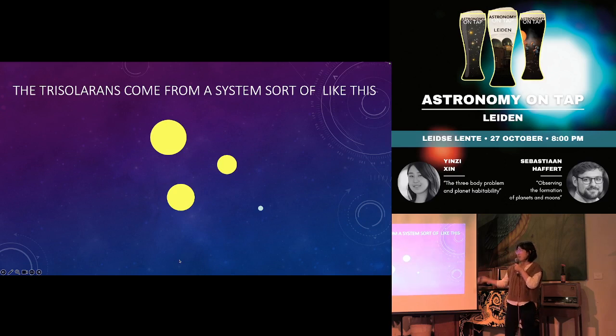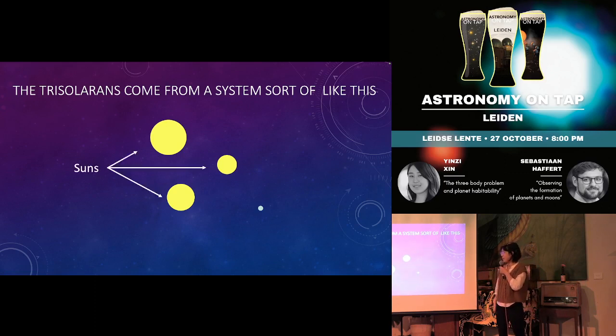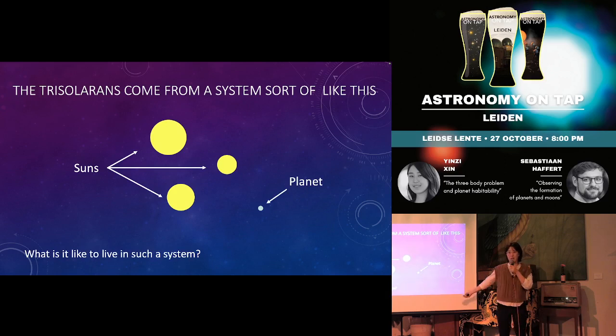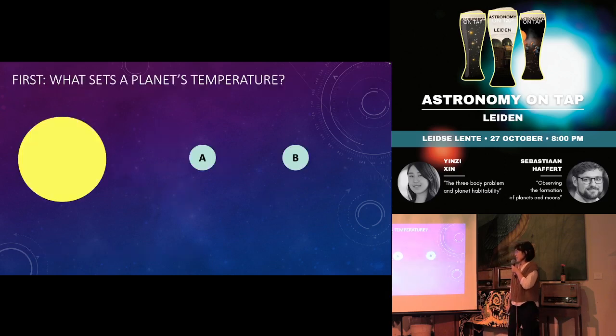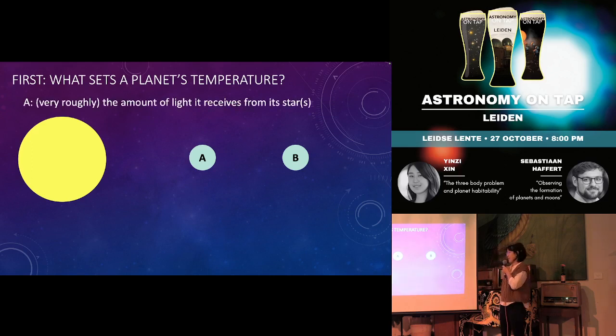Yeah, so the Trisolarians come from a system that has 3 stars in it, and their planet is also somewhere in that system. And I want to talk a little bit about what it might be like to live in such a system. So first, one thing I want to go over is what sets a planet's temperature. Here on Earth, it varies depending on where you are, but overall there's a small range over which the Earth's temperature can vary.